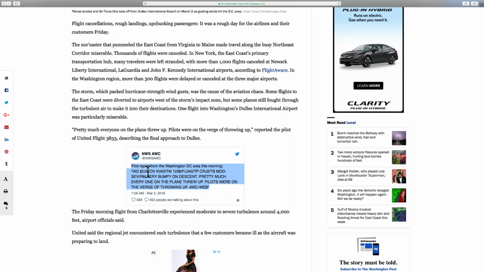So this says urgent upper air PIREP over Dulles International. Time was 12:38 Zulu. Flight level 4,000 feet. Type CRJ 200. Moderate to severe. Very bumpy on descent. Pretty much everyone on the plane threw up. Pilots were on the verge of throwing up.